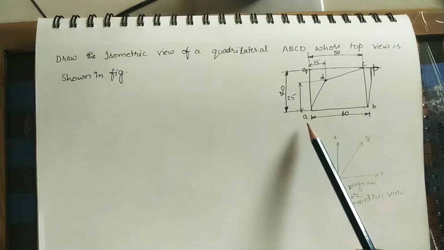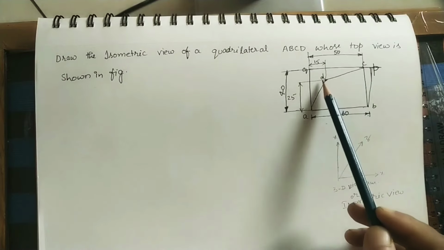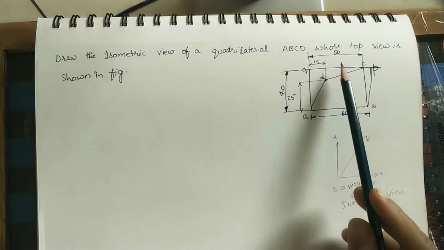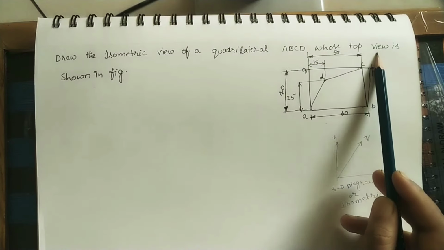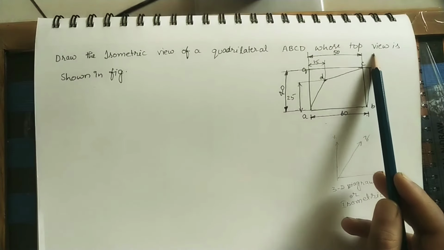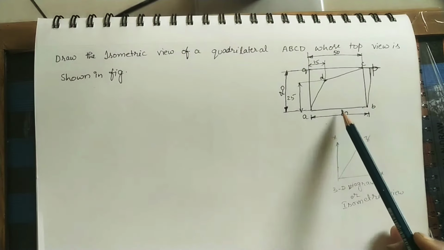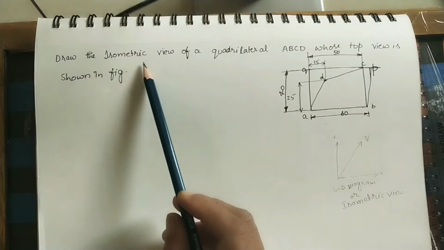Why they are calling it the top view: if you are taking the corners of this diagram, here they have given small letters. So this will show it is the top view. Always in the top view, in isometric views as well as in orthographic views, we are taking the small letters. That's why they are calling it a top view. For this top view, we have to do the isometric view.